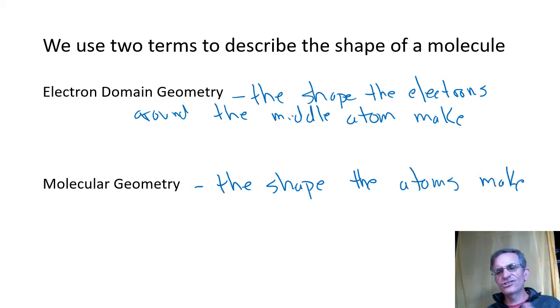All right. So sometimes these shapes go together and sometimes they don't. As we go through our examples, hopefully you'll see the difference. One has to do with what the electrons are doing to get away, and then what that makes the atoms do to get away from each other. All right, so with that, let's look at the possible shapes that you need to be familiar with.